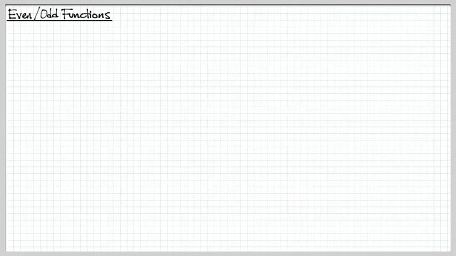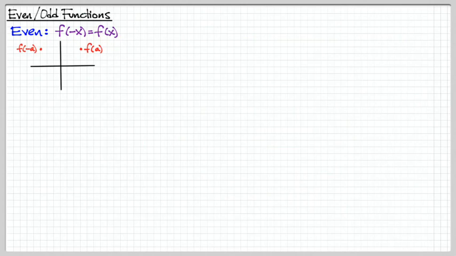Last idea of the day, even and odd functions. We haven't really talked about this before, so we're going to define what an even function is and an odd function. This is the definition. F of negative x is equal to f of x. If that's the case, it's even, but that's kind of a confusing looking sentence.